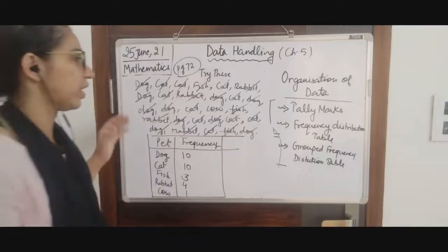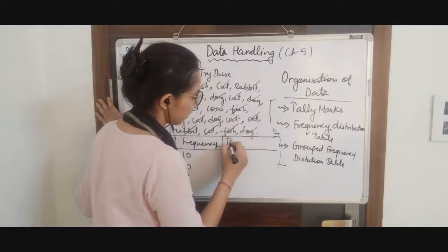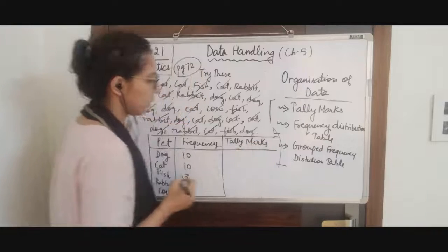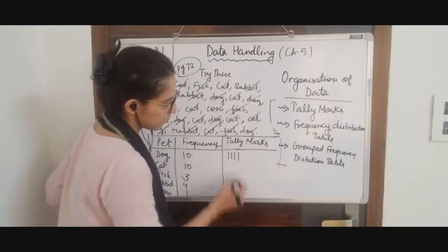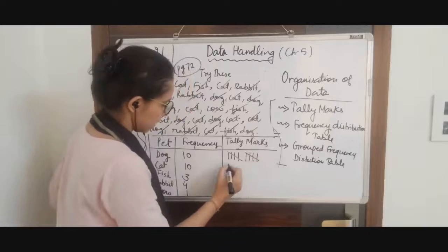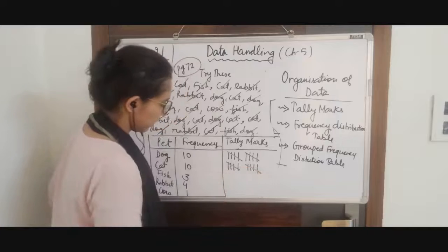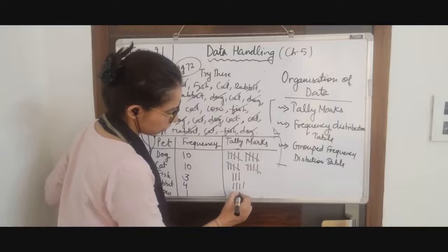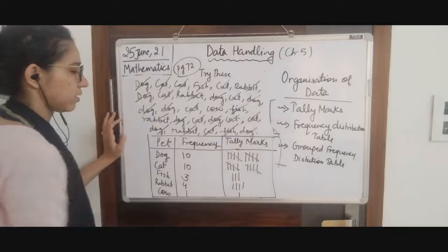If you want to organize our data using tally marks also, what we will do, we will write tally marks. We can use the same table. So for 10, it will be 1, 2, 3, 4. Up to 4 there will be bars. Fifth will be like this. Then 6, 7, 8, 9, 10. Similarly for the others. 3, 1, 2, 3. Then 4, 1, 2, 3, 4. 1, so it will be like this only. So this is our tally marks.